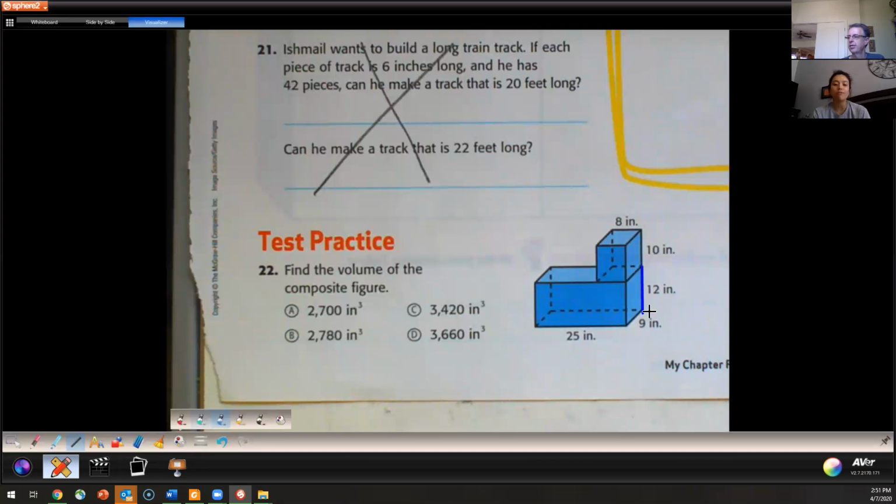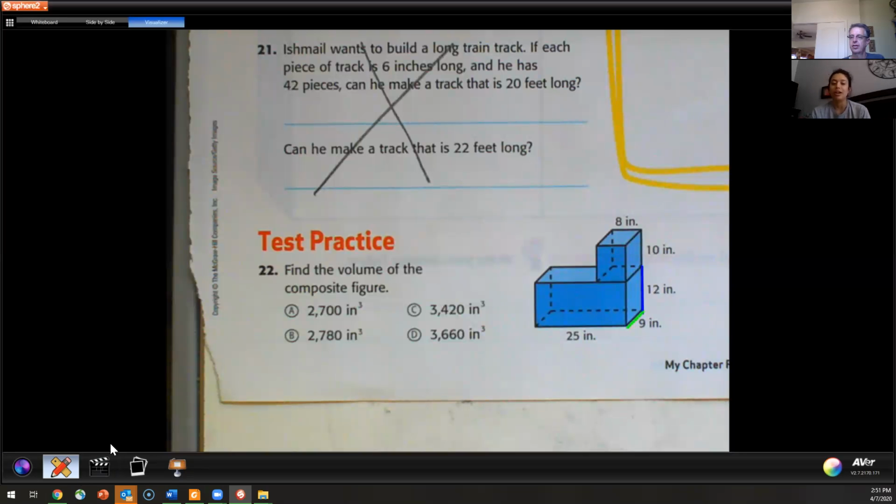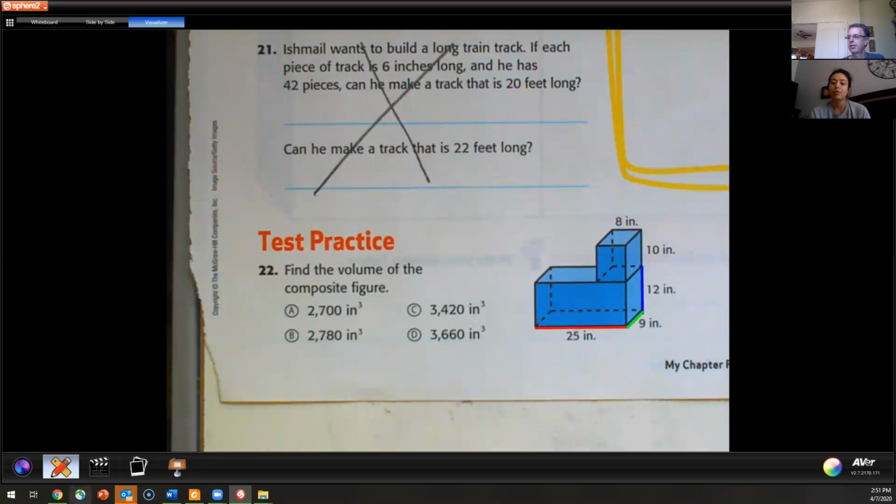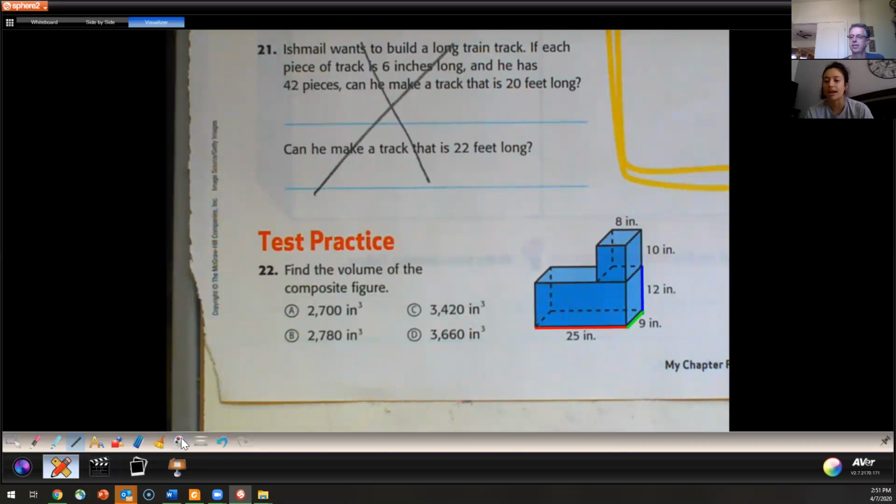So when you guys are solving this, you're going to need to make sure that on your piece of paper, you're solving the volume for each of these. So you're going to take the length for your first figure, which Mr. Yates is showing you for the first one on the bottom. So your length is going to be in the red, your 25, times your width, which is your front to back, which is your 9, and your height, which is your 12. You're going to find that volume. And remember, always use cubic inches for this one.